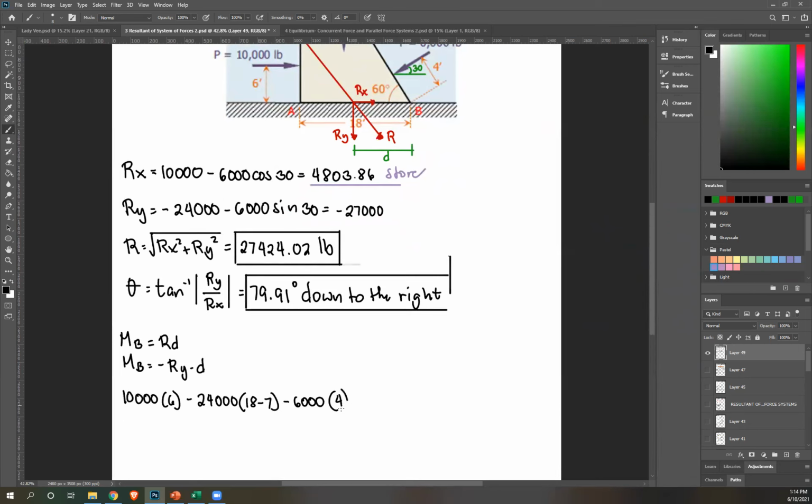Distance is 4. Equals negative Ry. Again, Ry is positive 27,000 times D. Please solve what's D. Divide by Ry. Correct, it's 8.44. Correct, Lloyd, Sosa, and Colin.